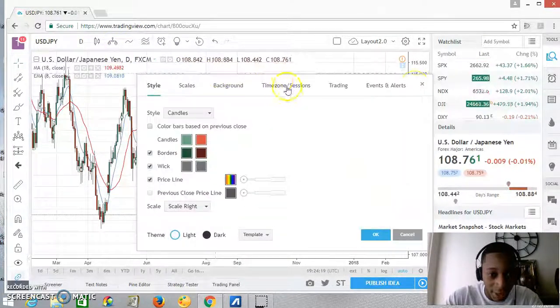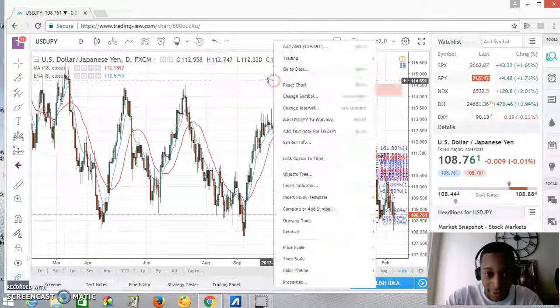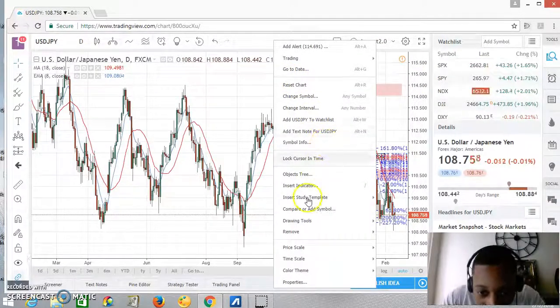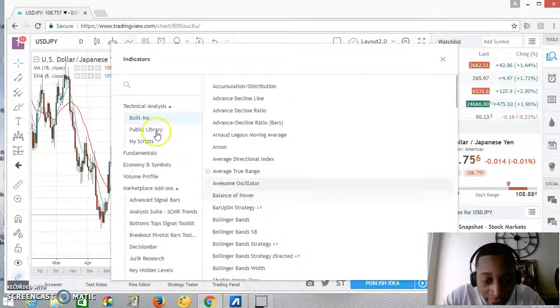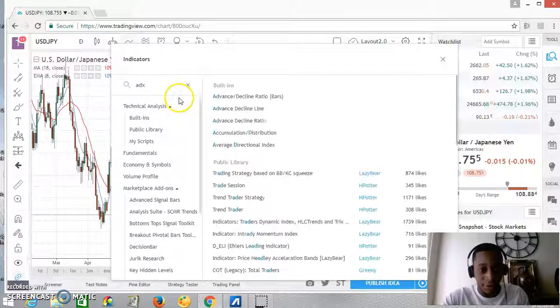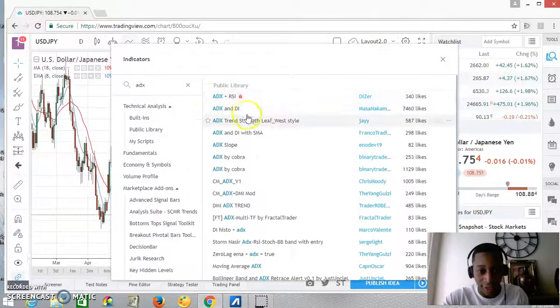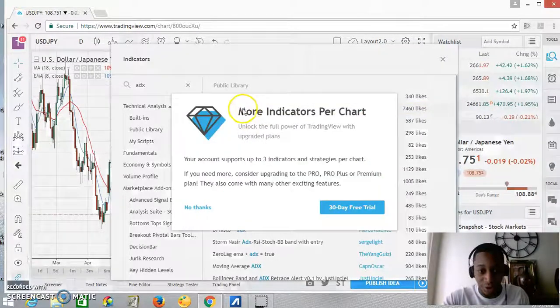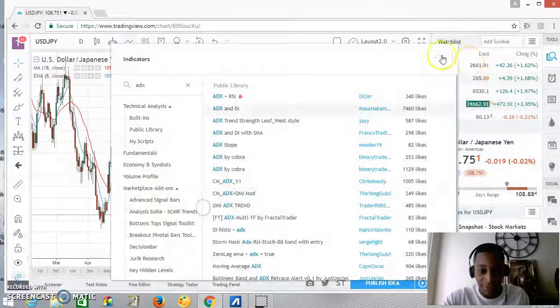If you want to add your own indicators, you right click and you insert indicator, and you just put any indicator that you want. The only indicator that I use is ADX DI, and a lot of these indicators were made by members. So these are actually great indicators that are already built in. You basically just go to it and add it.